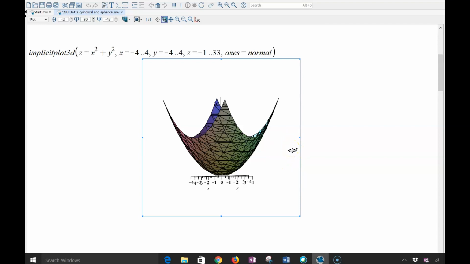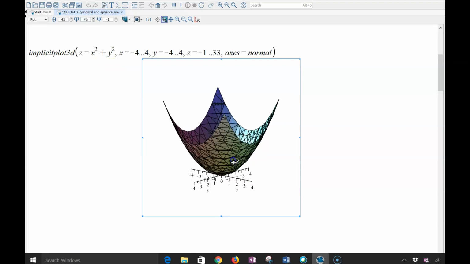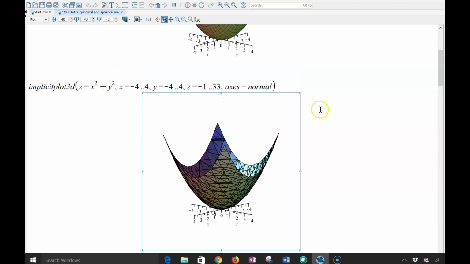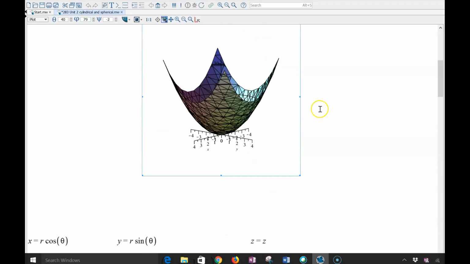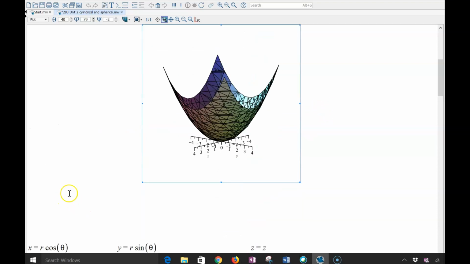Implicit plot 3D makes Maple work a little bit harder though when we go to graph it. Part of that reason is it's requiring Maple to use its solver feature, and that takes a little bit more work, and the graph comes out a little bit rougher than it does using plot 3D. What I'm going to show you next is how to do a parametric surface in Maple.